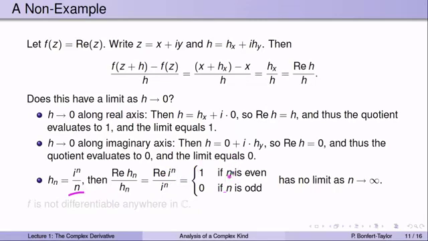The sequence therefore bounces back and forth between 1 and 0, and does not have a limit as n goes to infinity because it does not approach one of these numbers. It bounces back and forth. Altogether, we see that this function f is not differentiable anywhere because the limit of the difference quotient does not exist. It is different depending on how we approach the origin. Sometimes the limit doesn't even exist at all. So this function does not have a derivative anywhere in the complex plane.